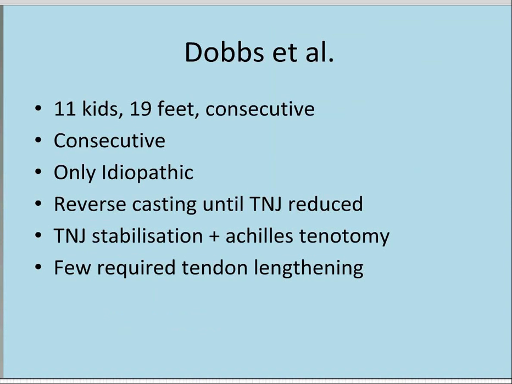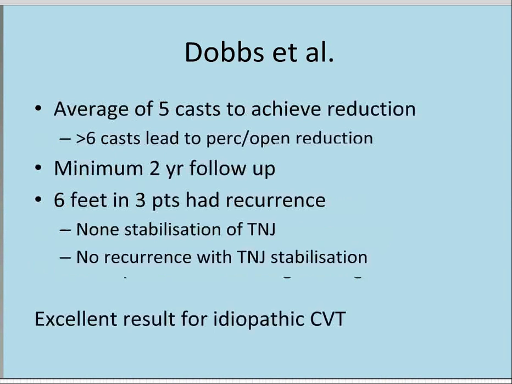It took about 5 casts, and if they went above 6 casts, they went on to do a percutaneous or an open reduction of the talonavicular joint. And the rest of them did very well, essentially. So in total, 6 feet and 3 patients had recurrence, but none of these were actually stabilised with a K-wire. For everybody who was stabilised with a K-wire, nobody recurred at 2 years.